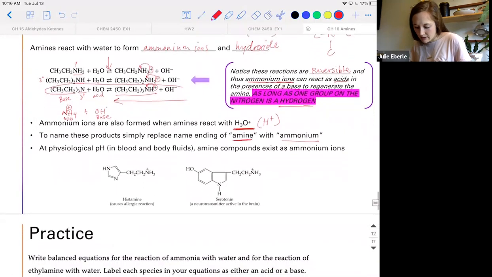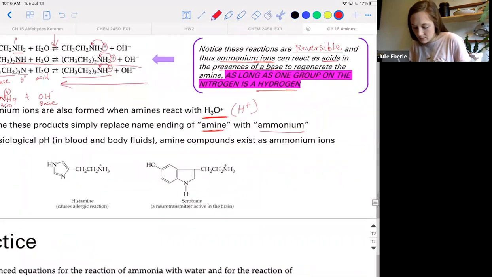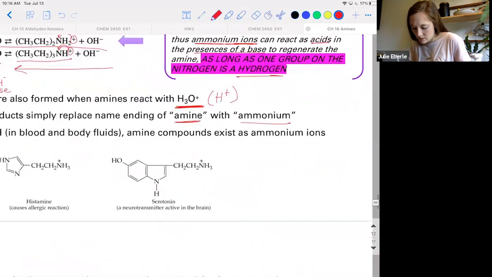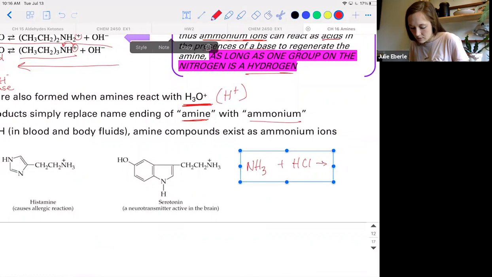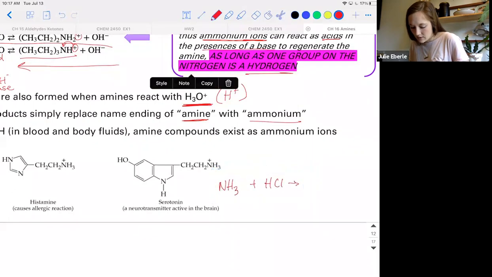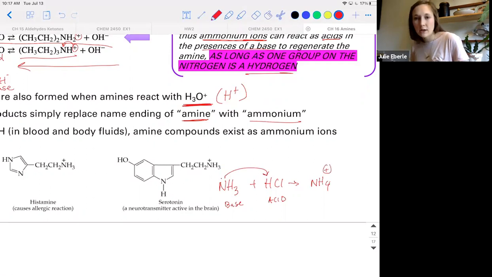let's say you had something like this. What are my products going to be? Since this is the acid and this is the base, this nitrogen right here is going to grab the hydrogen off HCl and form NH4+. That plus charge is now on the nitrogen. And then we've got Cl- left over.